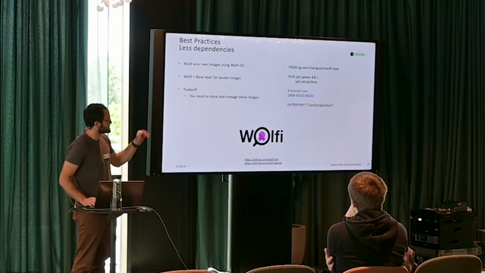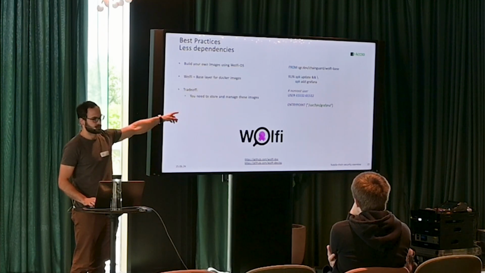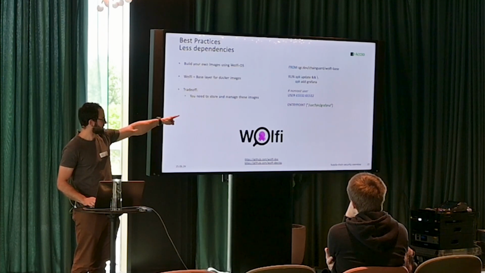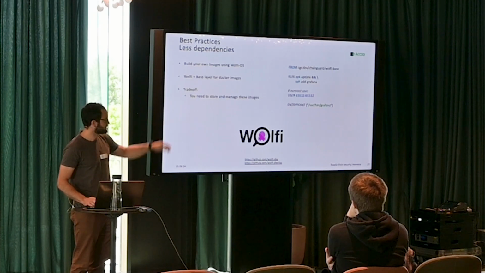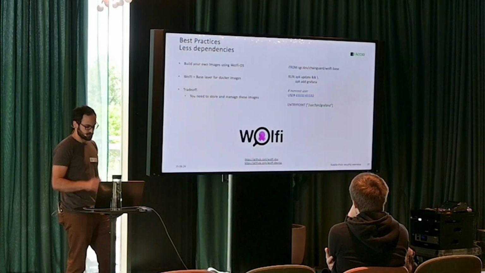So this is like 5 lines of code. I update the registry that I need. Then I say, yeah, add Grafana. And I say, okay, don't run this as root. So this is the number that's there. That's actually not a random number, that's the non-root user. And then, yeah, just run this command.